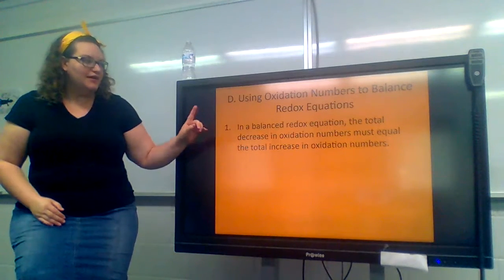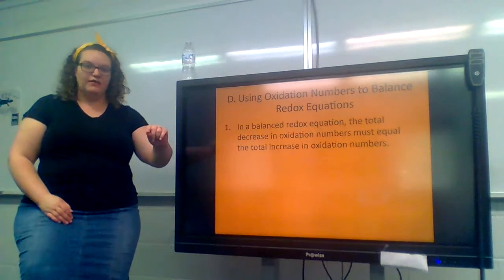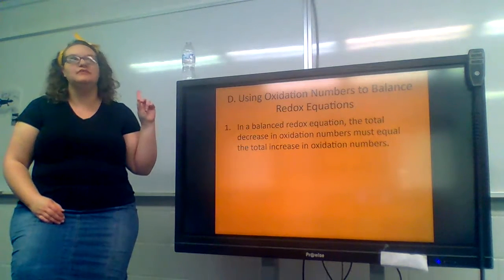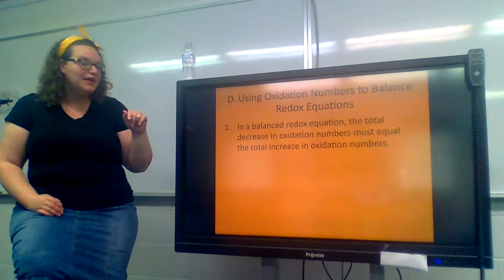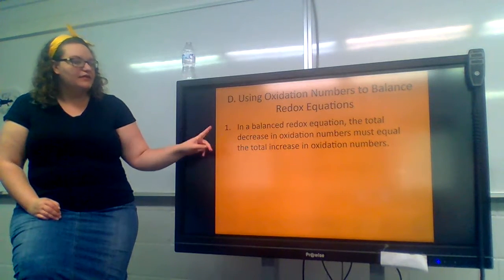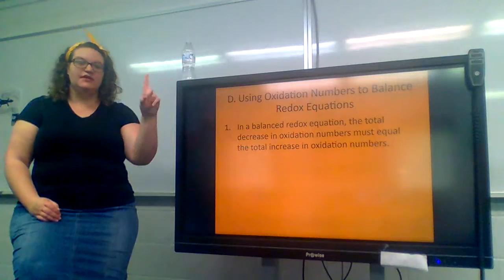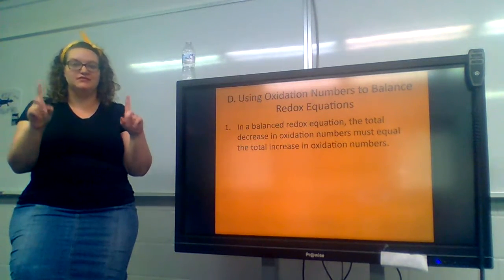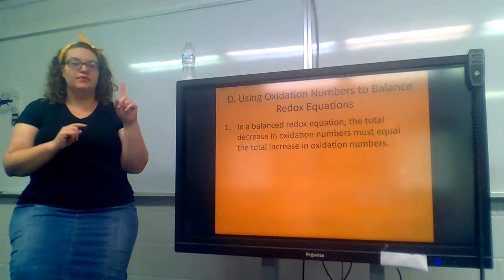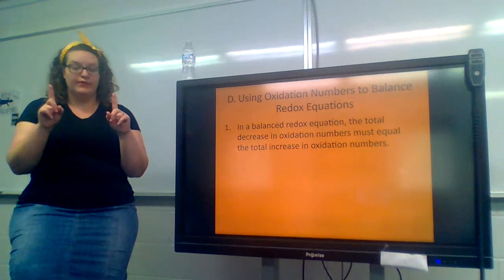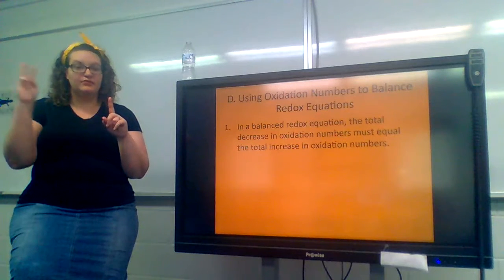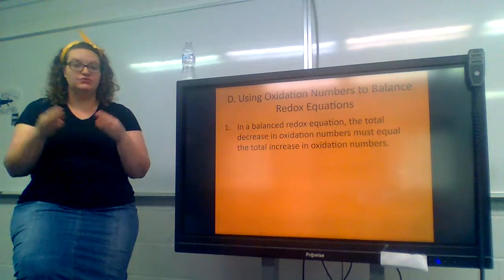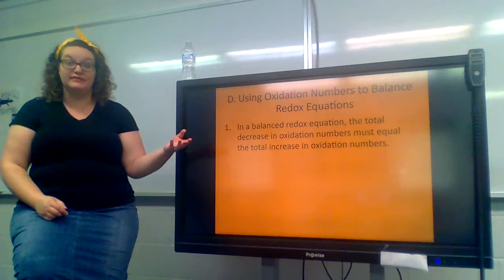So, in a balanced equation, we did balanced equations all the way back at pretty much the beginning of the year at this point. But the total decrease in oxidation numbers has to be equivalent to the total increase in oxidation numbers. If it goes down by 1, it has to go up by 1. If it goes up by 3, it's got to go down by 3. They have to be equivalent to each other, or else they're not balanced.